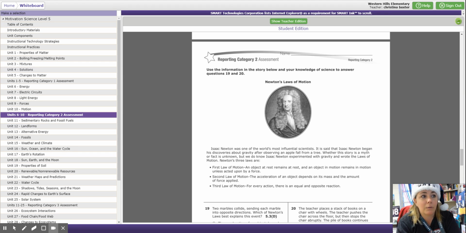Newton's 3 laws are: first law of motion, an object at rest remains at rest, and an object in motion remains in motion unless acted upon by a force. Second law of motion, the acceleration of an object depends on its mass and the amount of force applied. And third law of motion is for every action there is an equal and opposite reaction.